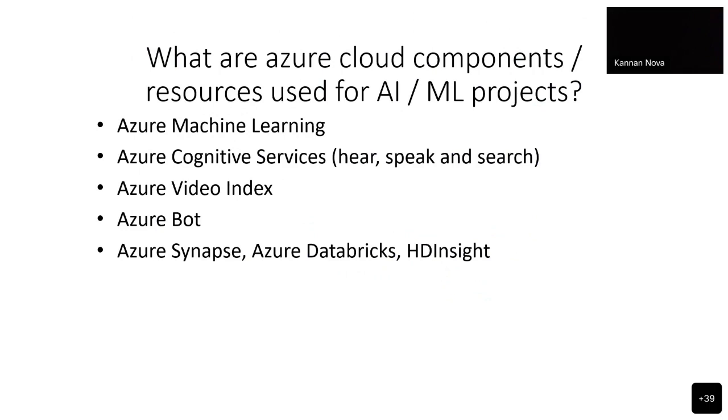These are the Azure components or resources for AI and ML projects. So we have the Azure Machine Learning resource, and Azure Cognitive Services. Cognitive Services covers things like language translation, neural chat, NLP, natural language translation, like from Tamil to Hindi or Hindi to Tamil or Hindi to English, any language translation.